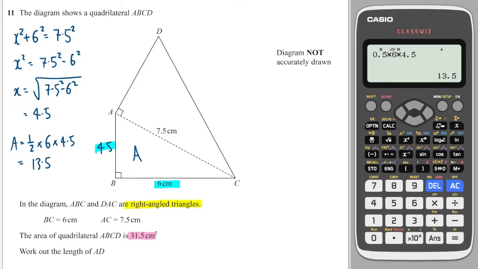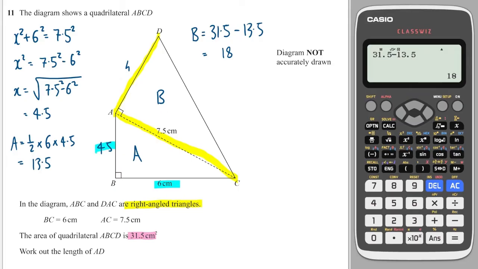Okay, so now I can work out the area of B, because the area of B will be the total area of the whole shape minus the area of A, which is 13.5. So I can do 31.5 minus 13.5, which gives me 18. Okay, great. And now I can work out this length here, AD, because I know the base of this triangle is 7.5. So if I times that by the height, let's call it H, that should give me B.